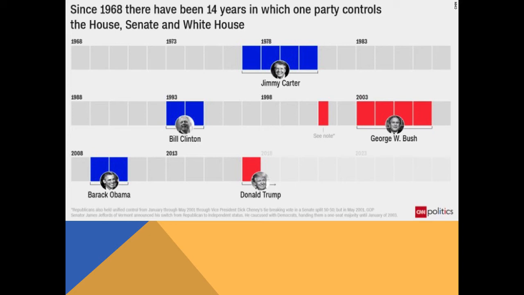Now, while you might think that when the House of Representatives, the Senate, and the presidency are all controlled by the same party, that this would spell bad news for checks and balances, meaning that since one party controls the government, they can basically pass any law they want. And sure, sometimes this happens.